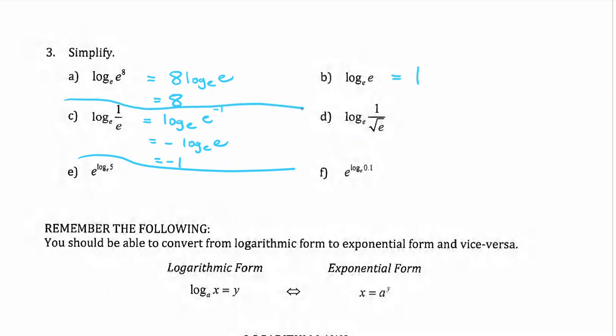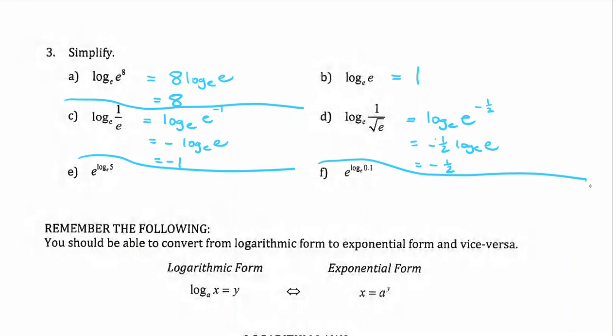Okay, D. Log base e of 1 over e square root of e. Since we did that other one, we can do the same kind of thing. I can change the square root of e to be e to the power of a half. Because it's on the bottom, let's bring it up to be e to the power of negative a half. Then the negative half comes down the front. The log base e of e is just equal to 1, so it must just be equal to negative a half.